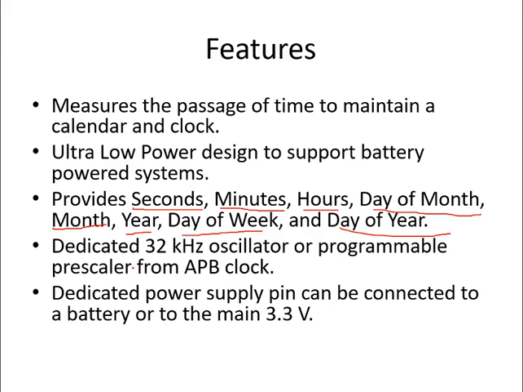Then it has a dedicated 32 kilohertz oscillator or a programmable prescaler from the APB clock. It means it has two options available. Either you can have its own separate oscillator, or you can derive its clock from the internal clock of the LPC 2148. So there are two options available for the clock. This is the first one and this is the second one.